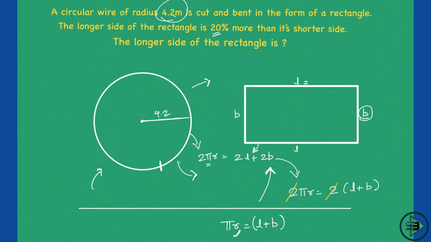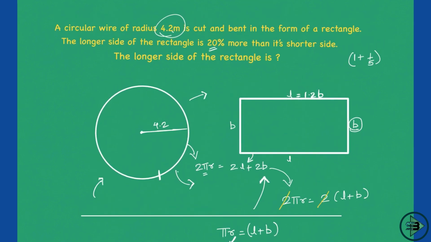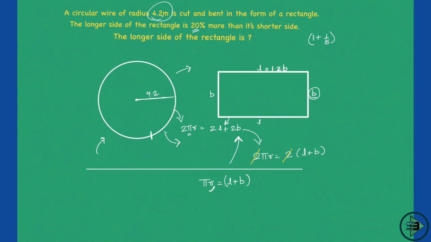So breadth plus 20% of that, where 20% is 1/5, is nothing but 6 by 5, which is 1.2. So L is equal to 1.2 of B, which means whatever the breadth is, take 20% of that, add both of them, and eventually you will get the length. So this is the relationship that I know. From this I now know how to reach the answer. It will be very simple to reach the answer now, because everything is known to me.